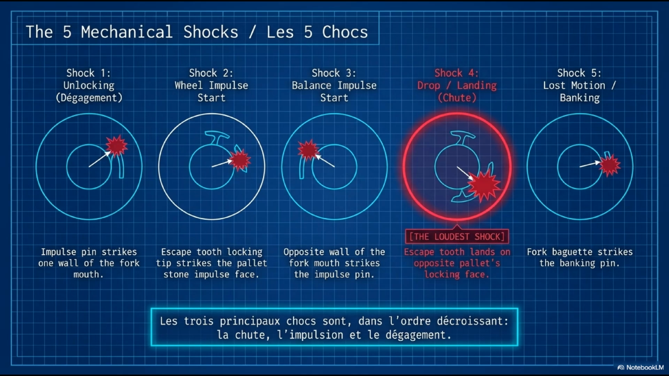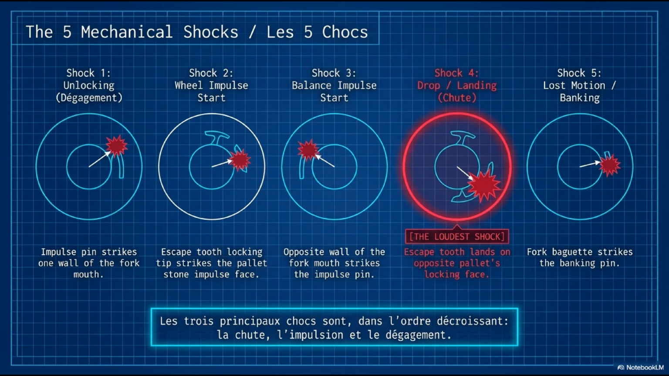Every single beat of a mechanical watch involves exactly 5 distinct mechanical impacts, 5 shocks occurring in the same chronological order every cycle, without exception. This slide shows all 5 in sequence. Shock 1: unlocking. The impulse pin strikes one wall of the fork mouth as it enters to begin the unlock. The softest shock, the relative velocity between pin and fork is low at initial contact.